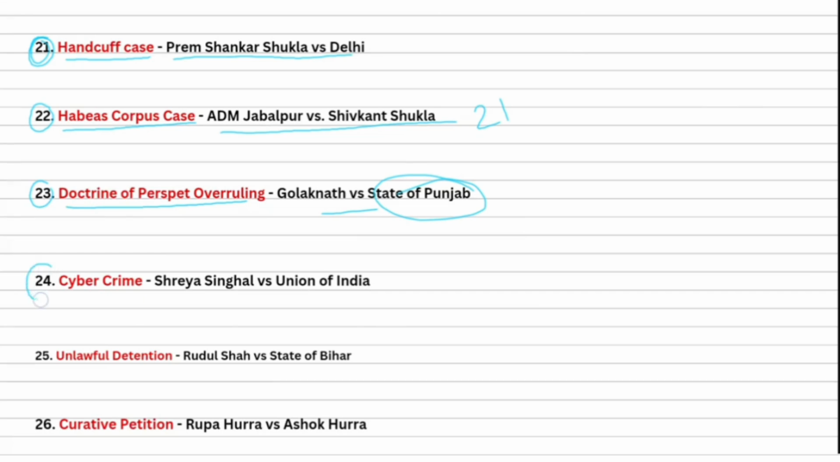The next case we have is the cybercrime case. It's Shreya Singhal versus Union of India. This case struck down Section 66A of the Information Technology Act, which criminalized offensive online content, ruling it unconstitutional as it violated the right to freedom of speech under Article 19(1)(a) of the Indian Constitution.